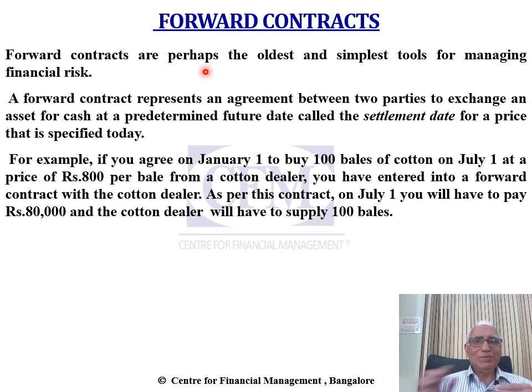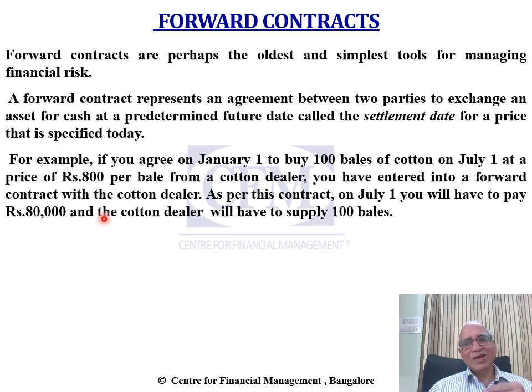Forward contracts are perhaps the oldest and simplest tools for managing financial risk. A forward contract represents an agreement between two parties to exchange an asset for cash at a predetermined future date, called the settlement date, for a price that is specified today. For example, if you agree on January 1 to buy 100 bales of cotton on July 1 at a price of rupees 800 per bale from a cotton dealer, you have entered into a forward contract with a cotton dealer. As per this contract, on July 1, you will have to pay rupees 80,000 and the cotton dealer will have to supply 100 bales.